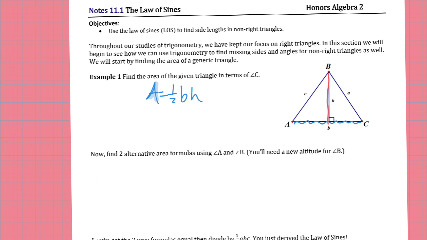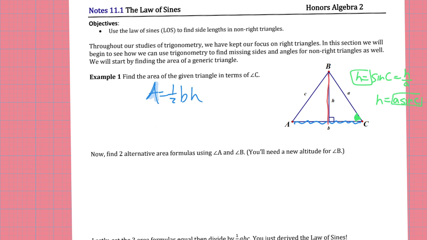And so what we want to do is find the height. The height is going to be measured by doing SOHCAHTOA. If you want to find the height, you could do the sine of angle C is equal to the height over A. So we're going to say sine of C is equal to H over A. If you cross multiply, you're going to get the height equals A times sine of C.